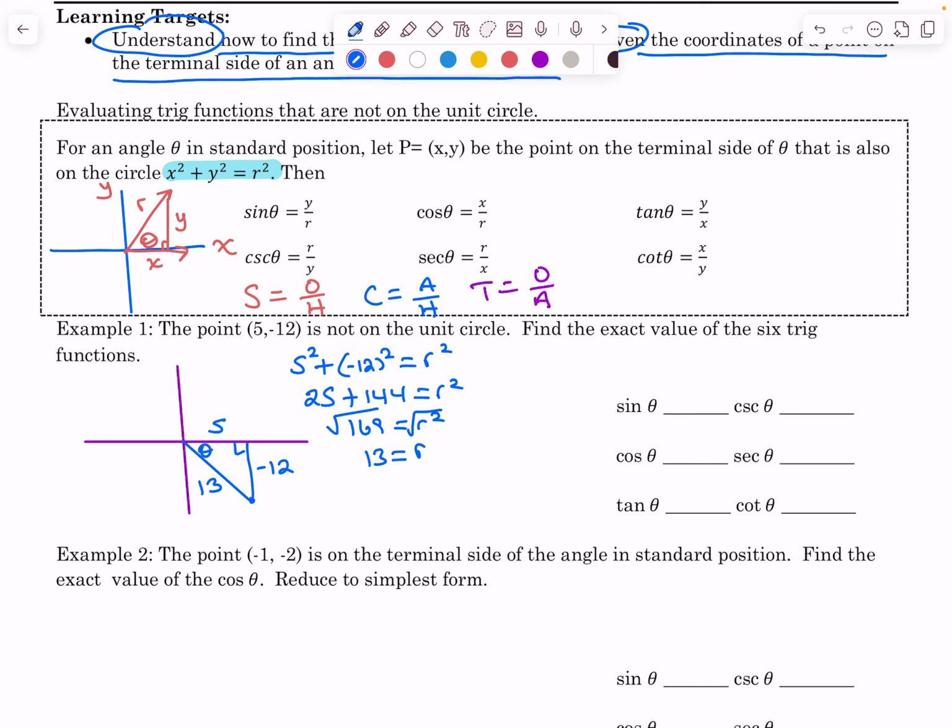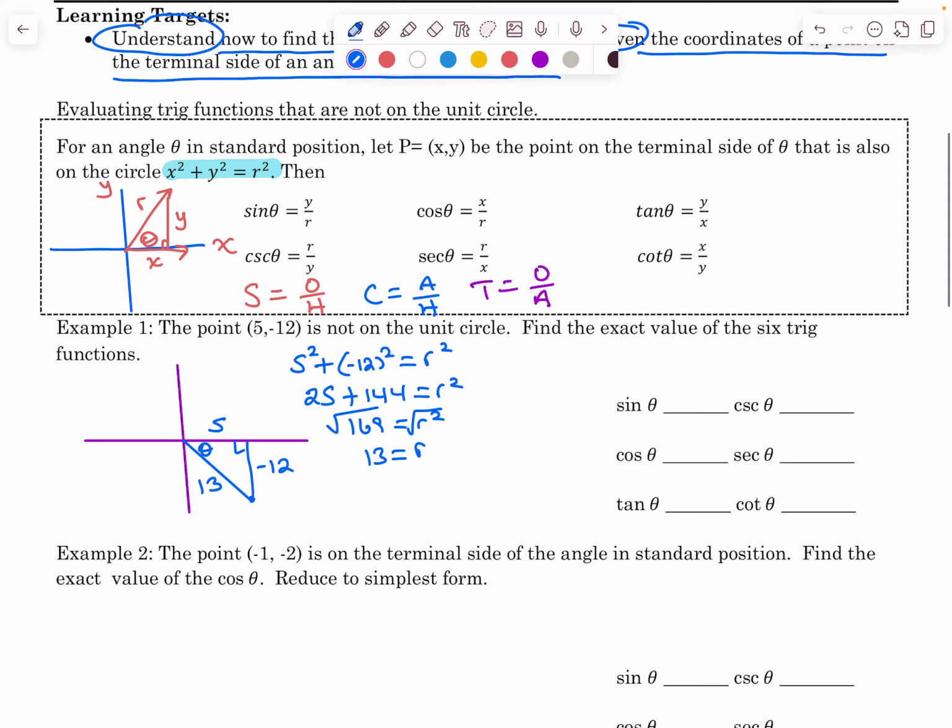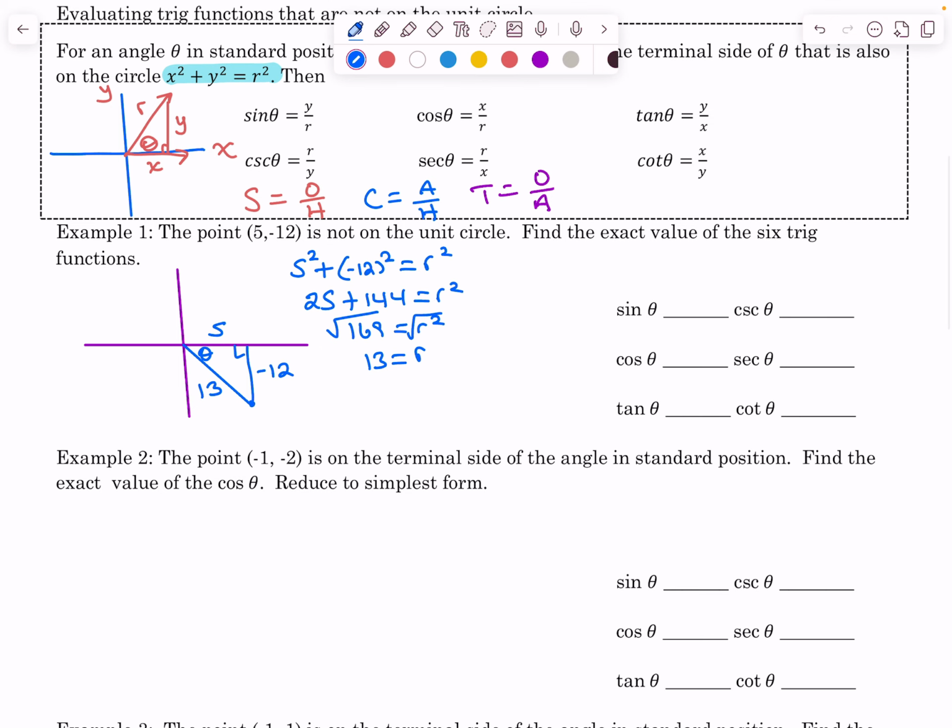All right, time to find these 6 trig functions. So once we do one, we can always just flip it upside down, do the reciprocal for its partner function. So for theta, we'll start with the sine, and sine, of course, is opposite over hypotenuse. So we want to do opposite -12, hypotenuse 13. So our sine of theta is going to be -12 over 13. And then all we have to do is its reciprocal, -13 over 12 for cosecant.